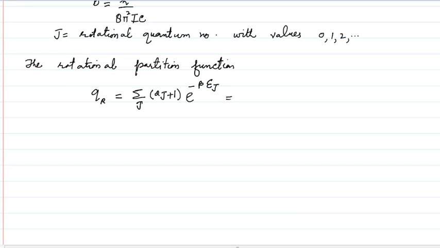Okay, now we can use the value of equation 1 here also, so we can write it as summation over j of the degeneracy, that is 2j plus 1, into e raised to the power minus beta, and in place of this rotational energy we can simply insert the value of h c B j into j plus 1. So this will be our equation second.